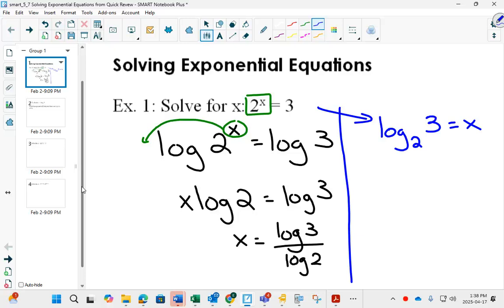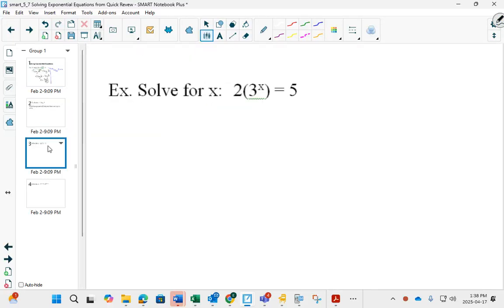Okay, now looking at example 2. If I had this example, here is my power. And I'm going to show you that you have 2 techniques that you could go about doing this one. Okay? For me personally, here's technique 1. I would see, can I get that 3x by itself? Could I get rid of the 2 in front? Yeah, you could divide both sides by 2.